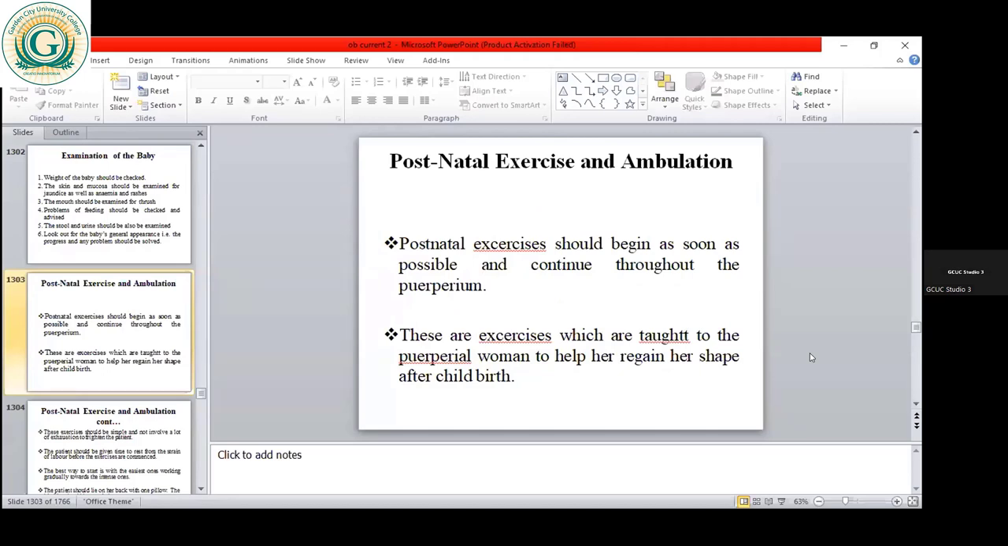Then we normally ask the mother to do some small exercises. We call this postnatal exercise and ambulation. The woman who has come, we ask her to do some small exercises. This is not a strenuous exercise. We call them postnatal exercises. Normally, they begin as soon as possible and continue throughout the puerperium. These exercises are taught to the puerperal woman to help her regain her shape after childbirth.